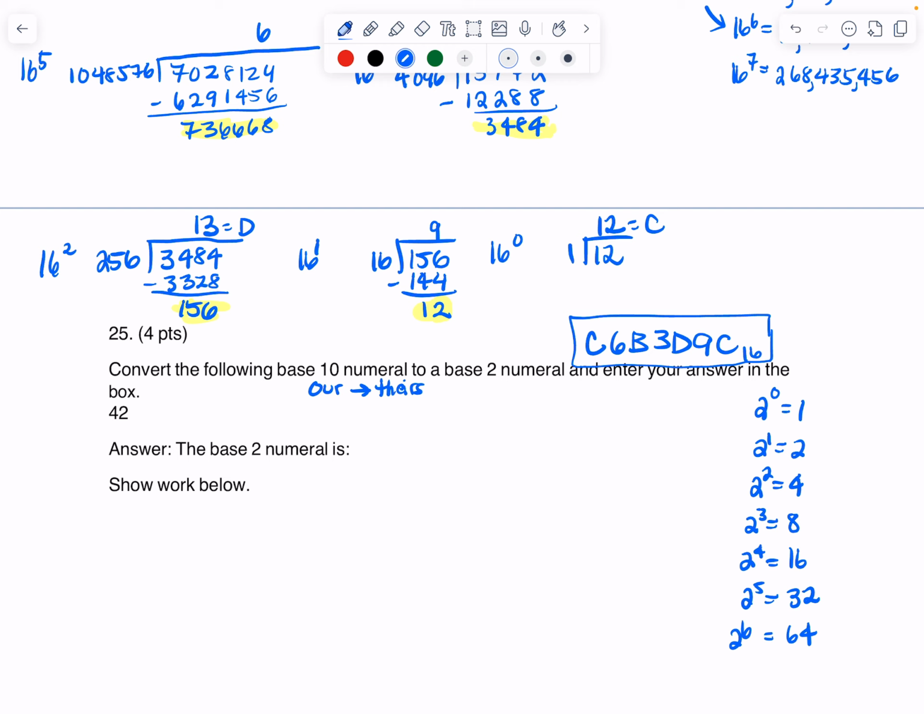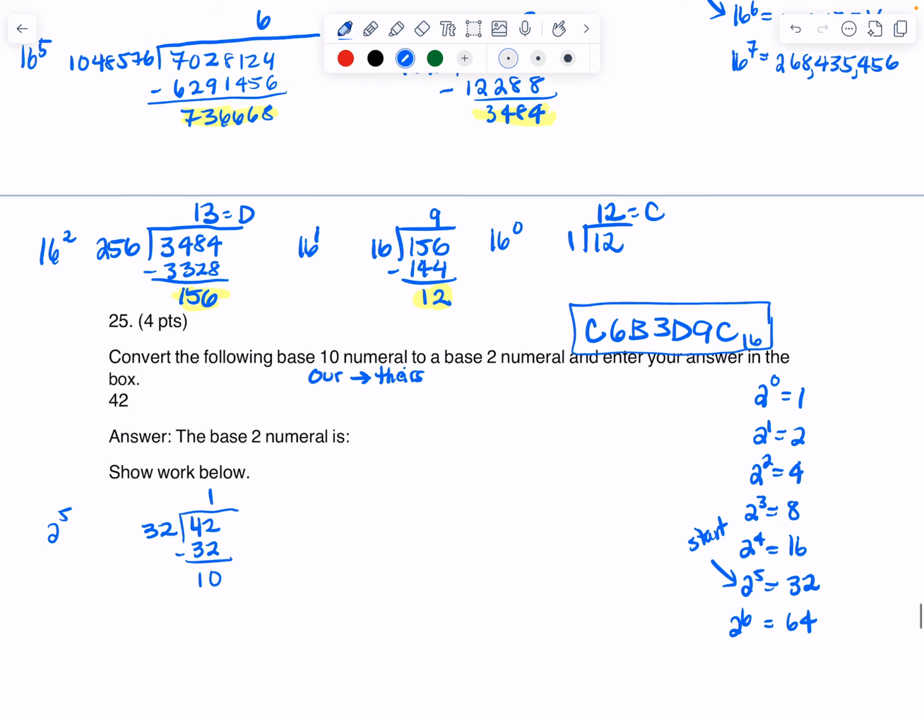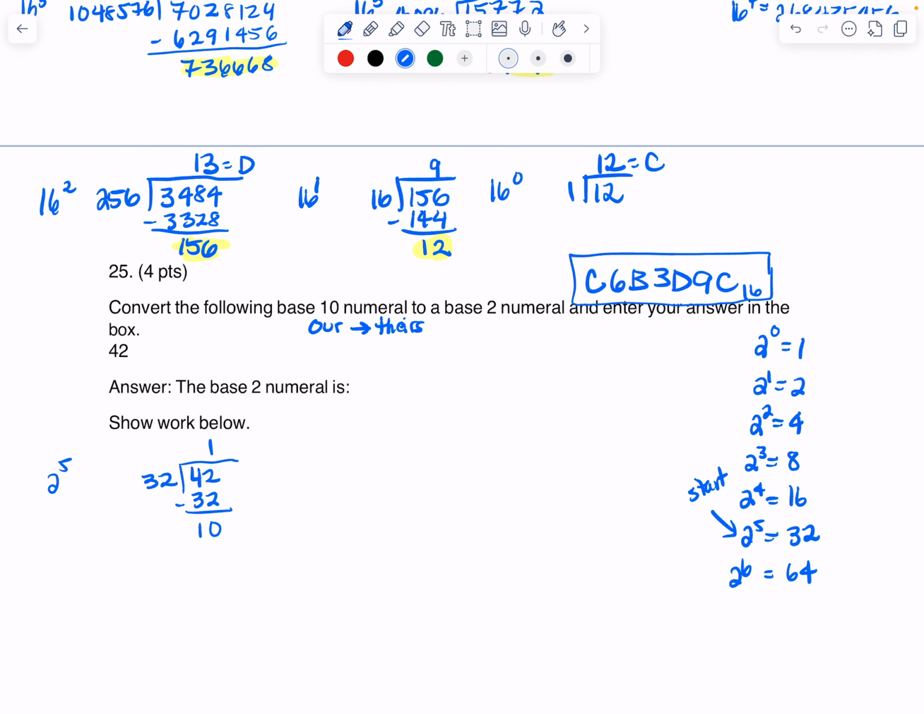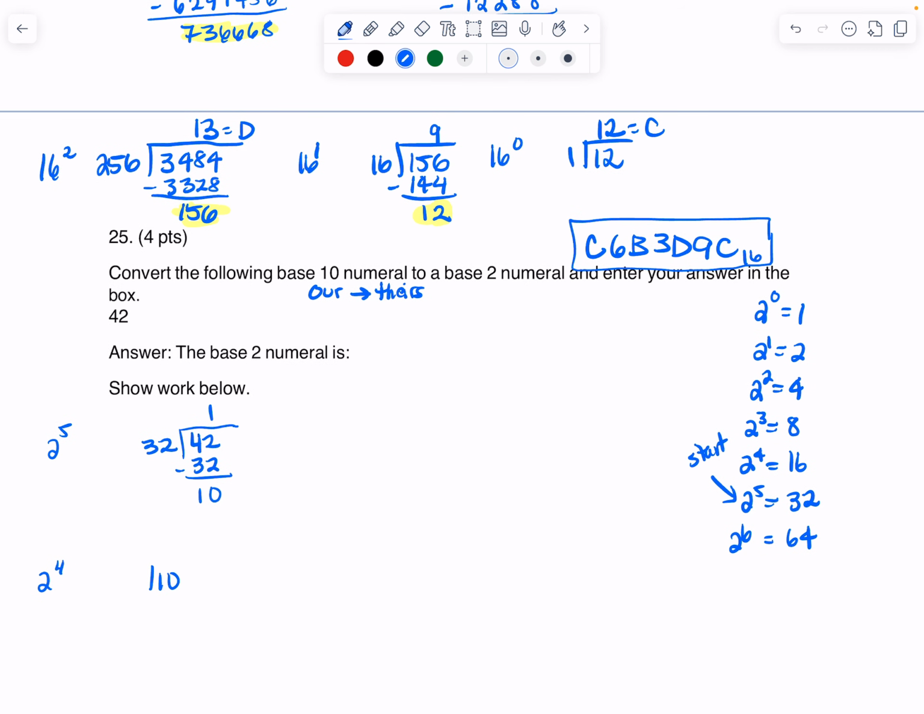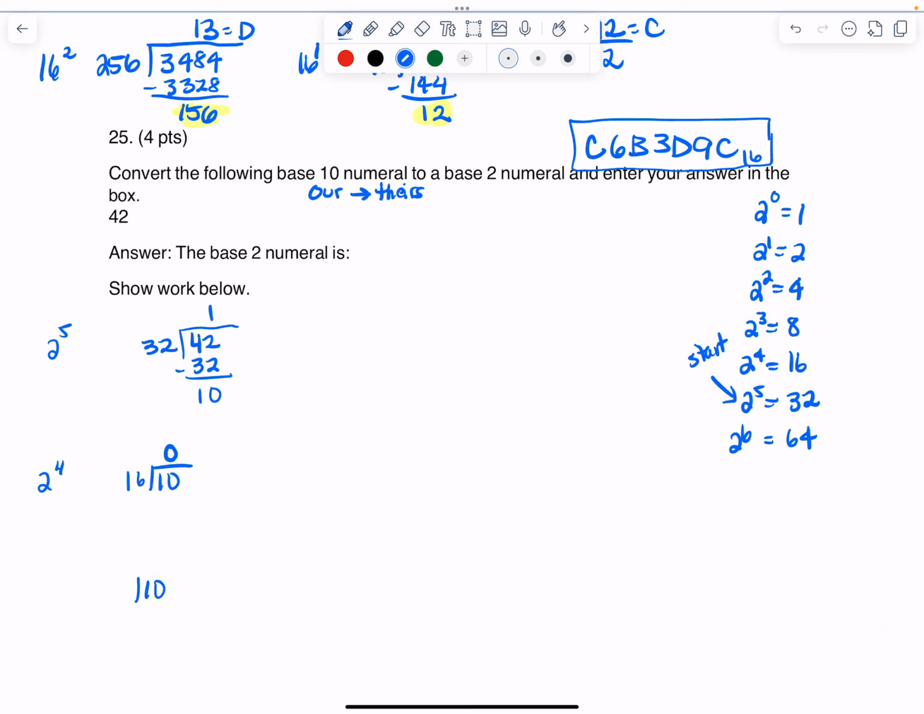All right, so I'm going to have to start with 2 to the fifth. So I'm going to take 42 and divide it by 2 to the fifth, which is 32. So 32 goes into this once. And the remainder is going to be 10. So now I'm going to go down to 2 to the fourth. So I'm going to take the remainder of 10, divide it by 2 to the fourth, which is 16. That doesn't work, so I'm going to put a 0. I'm going to take the remainder of 10 and drop it down to the next base system down, which is 2 to the third. 2 to the third is 8. 8 goes into 10 once.